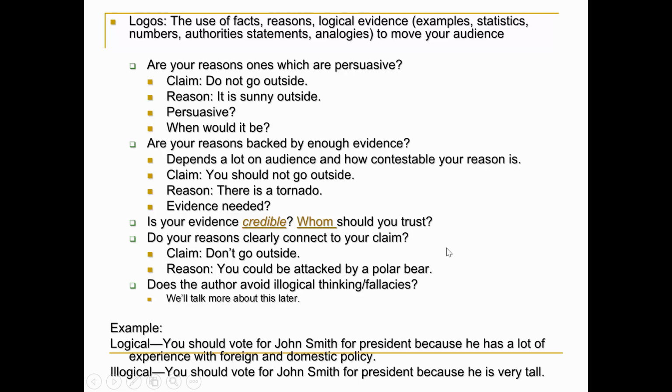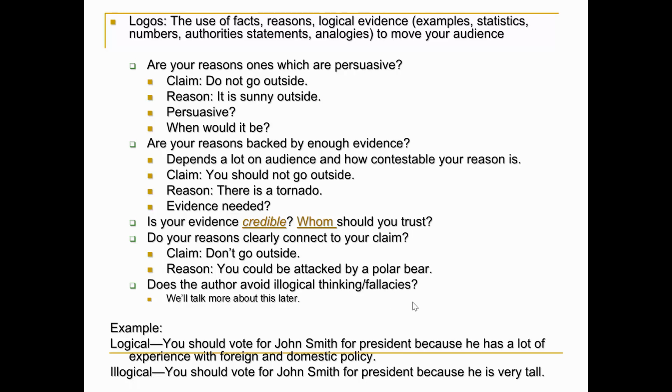Do your reasons clearly connect to your claims? So the claim might be don't go outside, you could be attacked by a polar bear. Well, in Florida, that doesn't connect, right? We go, no, there are no polar bears in Florida. Doesn't make sense. And then, does the author avoid illogical thinking or fallacies?